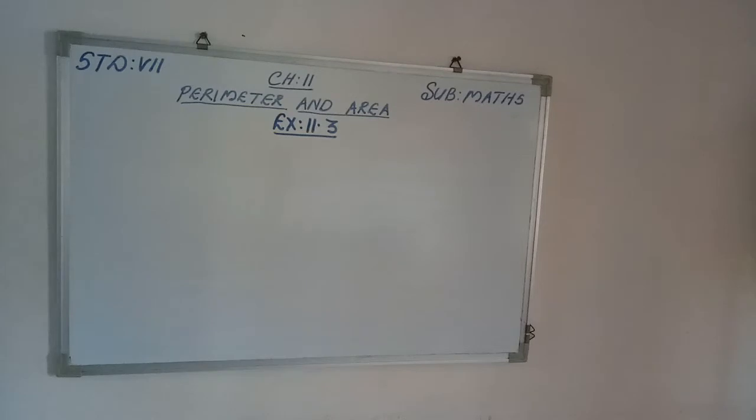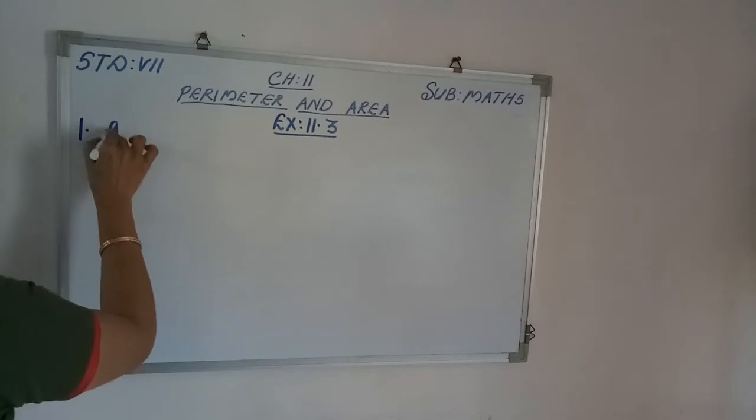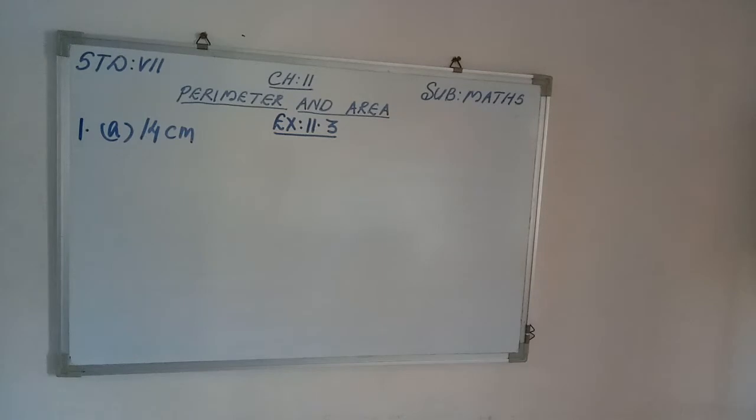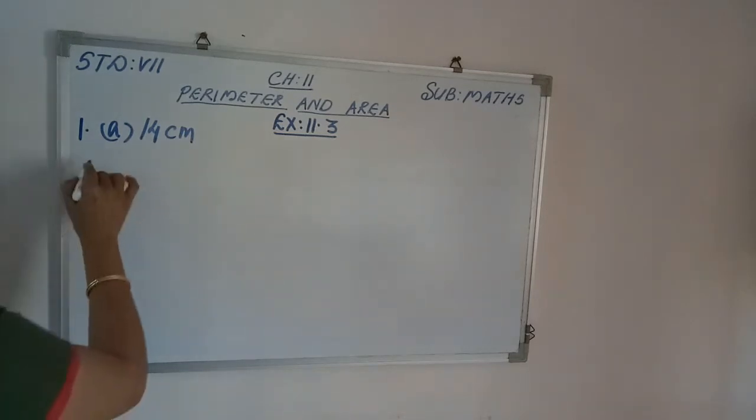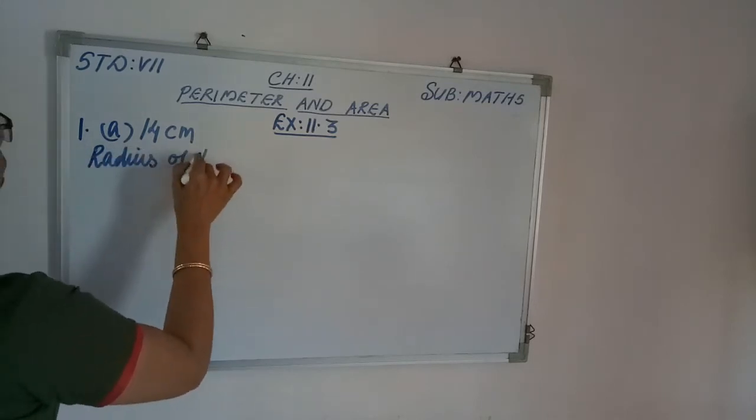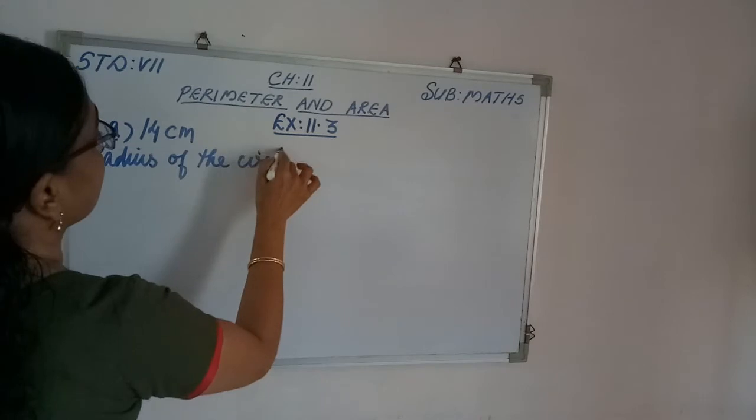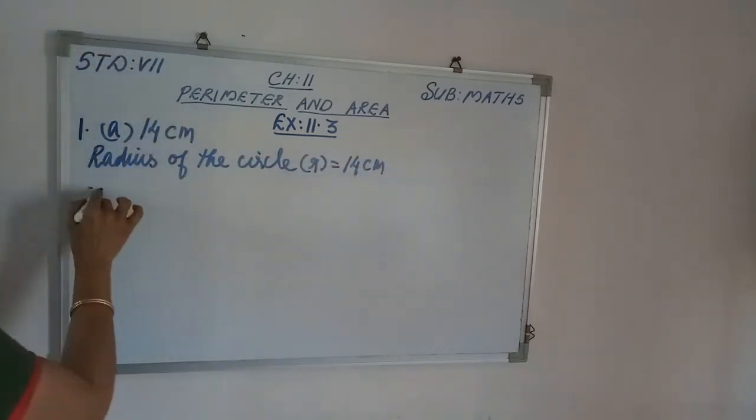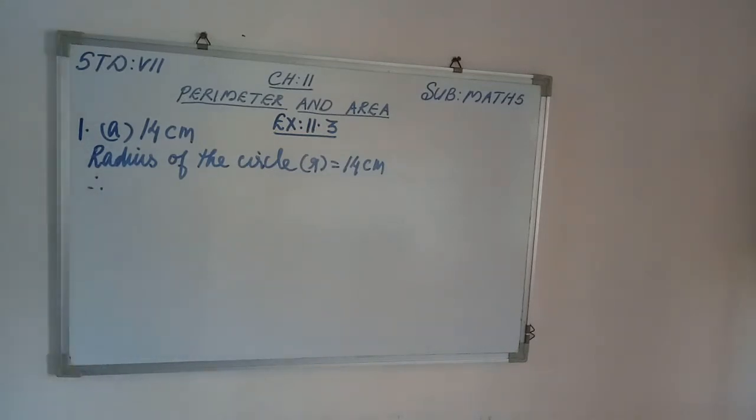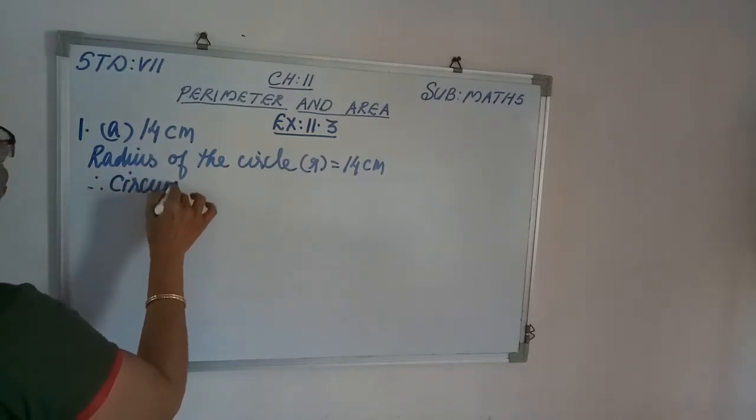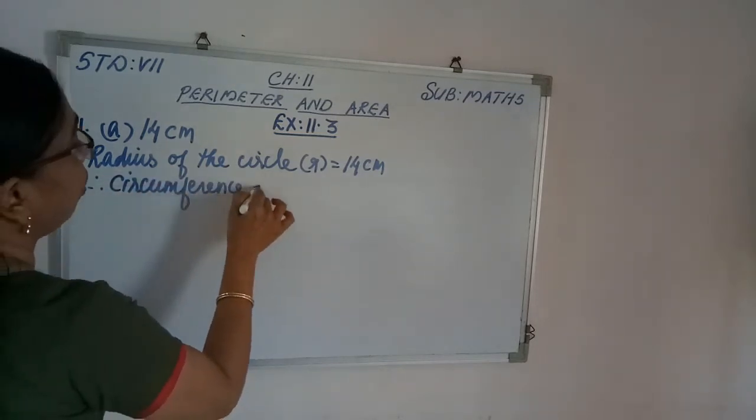So the first question, first one, that is 14 centimeter. So what is given? Radius of the circle, R is equal to 14 centimeter. Therefore, what you have to calculate? Circumference of the circle.